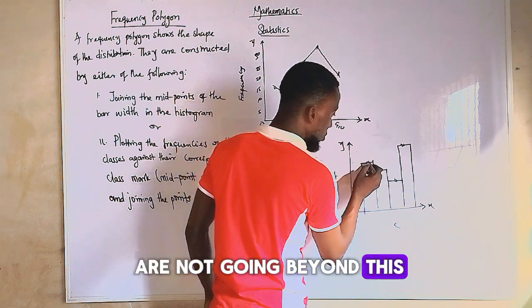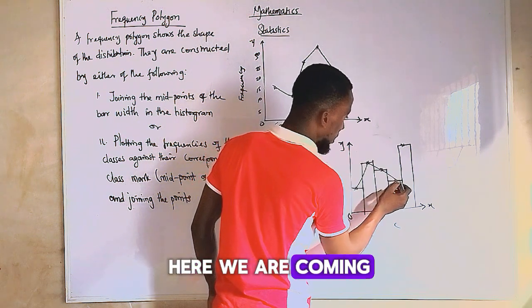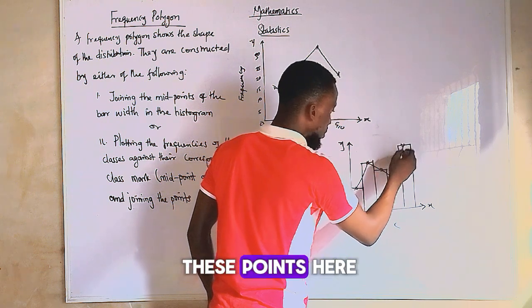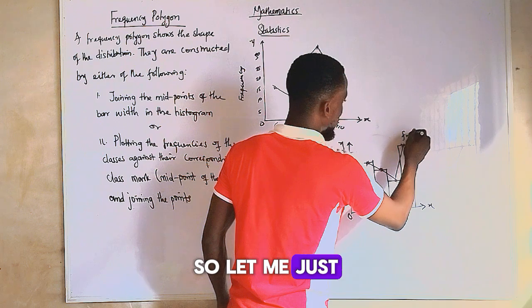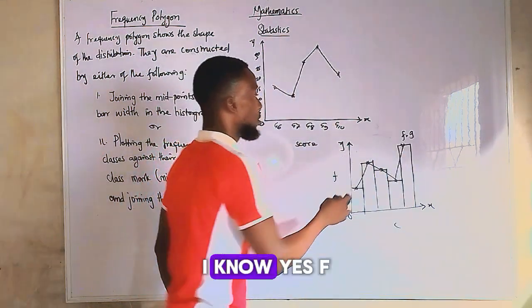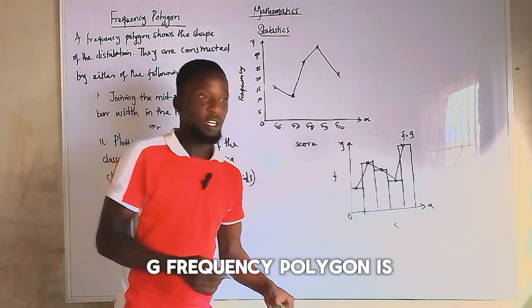We are not going beyond this. We are coming back here. We are coming back here. We are moving to this point here. So this guy here is a frequency polygon. So let me just call it FP, frequency polygon. Is that taken?